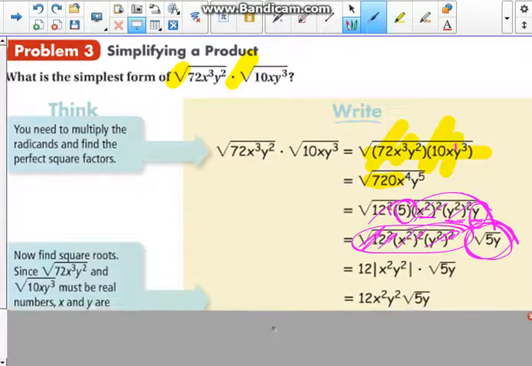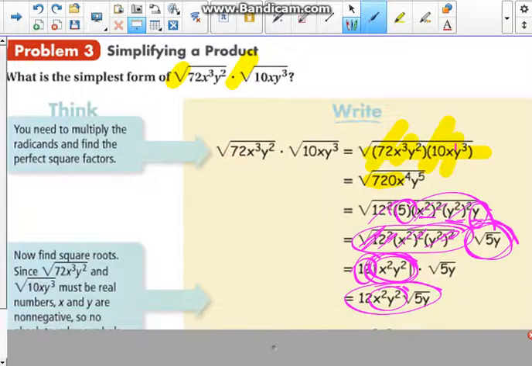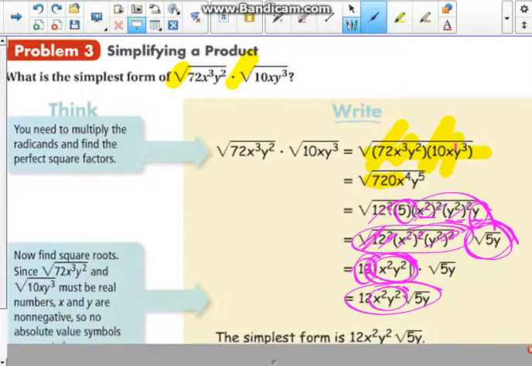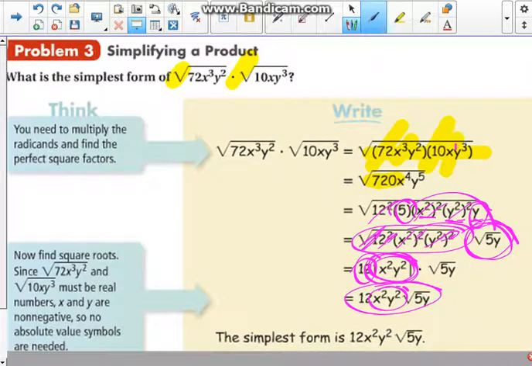Now, because these are squares, there's no way we will ever have a negative sign in these. They're even powers. So we can take the absolute value signs off, and it leaves us with 12 x squared y squared times the square root of 5y. So that is our simplest form.